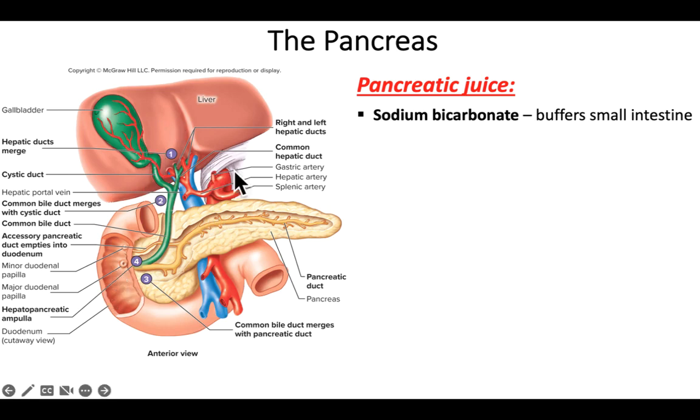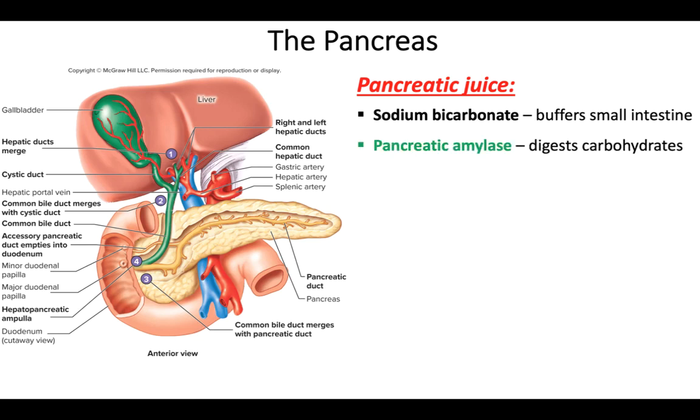So what exactly is in this pancreatic juice? Well, we have the buffer. Remember, bicarbonate's going to act as a buffer for that very acidic chyme that's going to enter. The small intestine doesn't have a thick layer of mucus like the stomach, so that acid would really erode the wall of the small intestine. So we've got to buffer it, and that's the job of bicarbonate.